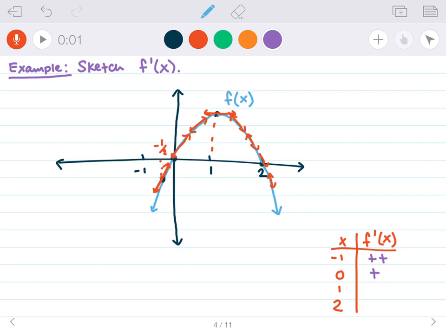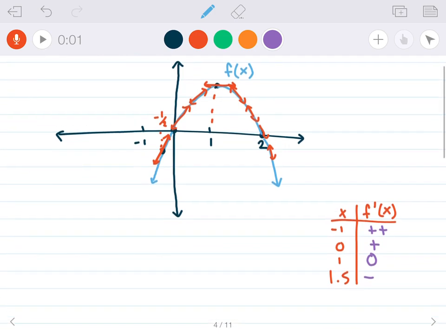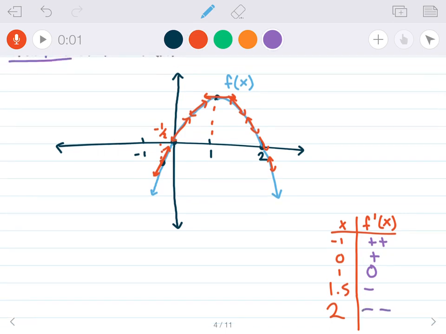At x equals 1, it's flat, so that's going to be 0, right? The slope of that tangent line is 0. And maybe I should put some intermediate values here. If we do 1.5, the slope is negative. And then it starts getting more and more negative as the x values increase. So at x equals 2, it's going to be even more negative. And again, this is just going to be a super rough sketch.